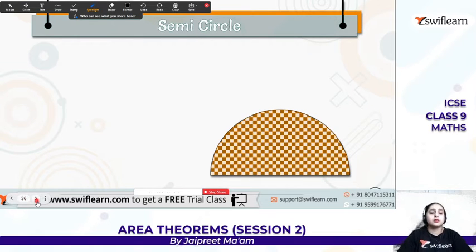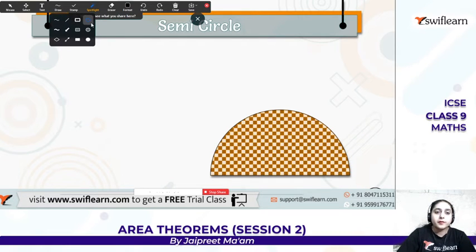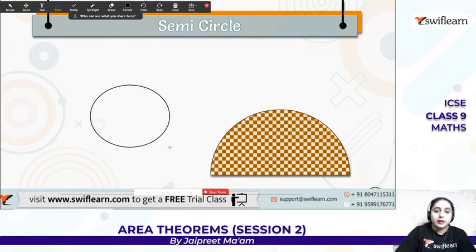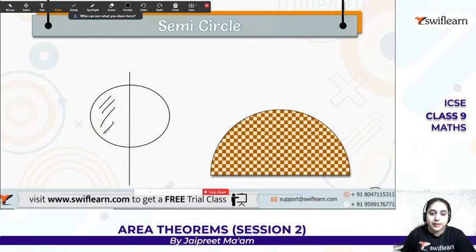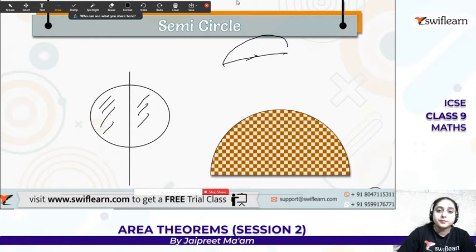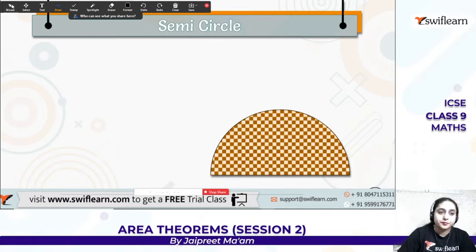Semicircle means half of the circle. Okay, if we cut the cake into 2 halves, this is a cake, and we are dividing the cake into 2 equal parts. So this part in terms of maths is known as a semicircle. Semicircle means half of the circle.